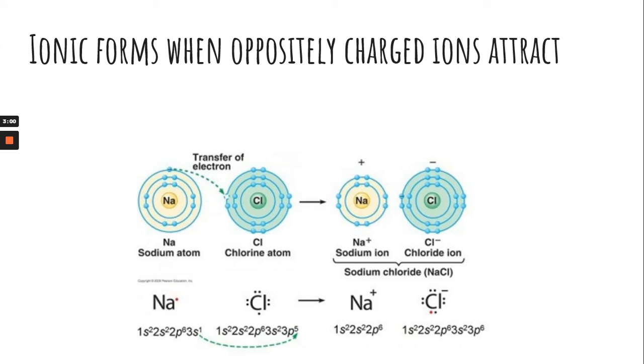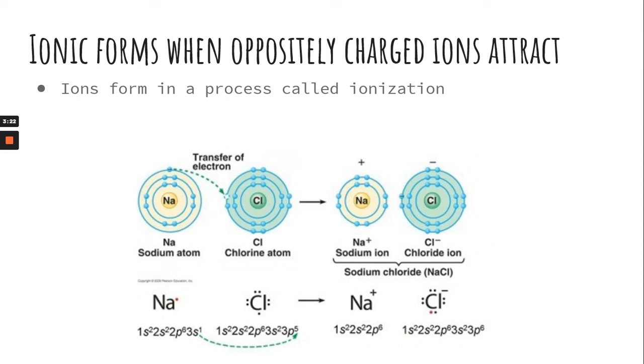An ionic bond forms when oppositely charged ions attract to each other, so you have to have one thing giving away the electron to the other, which is why the electrons are transferred. And in this picture you can see that it's sodium and chlorine. Now that's a perfect match because sodium has 1 valence electron and chlorine needs 1 valence electron.